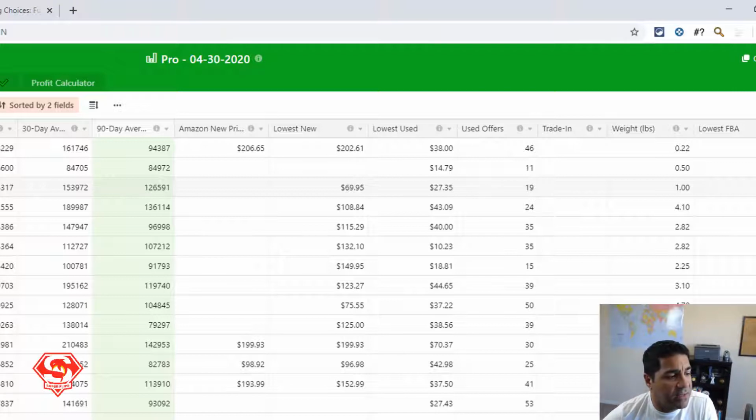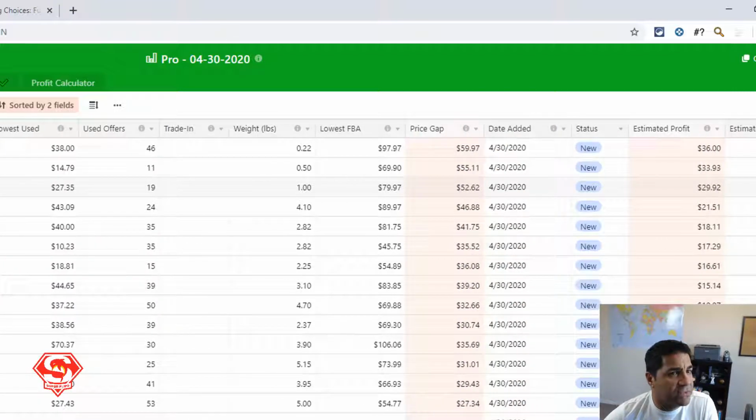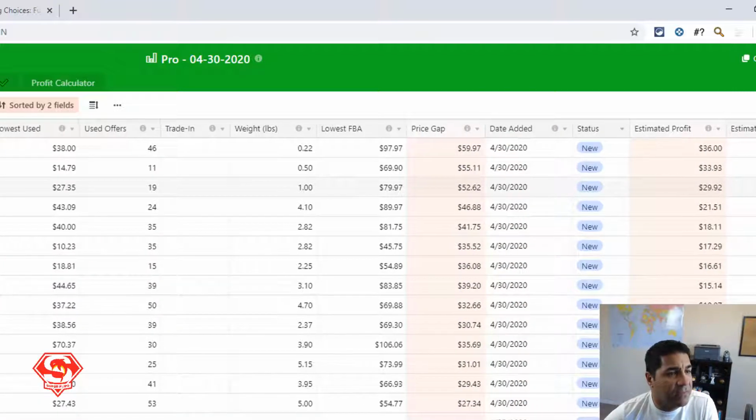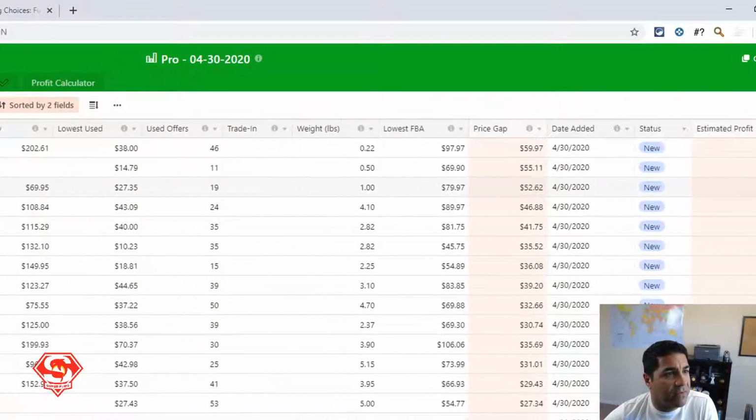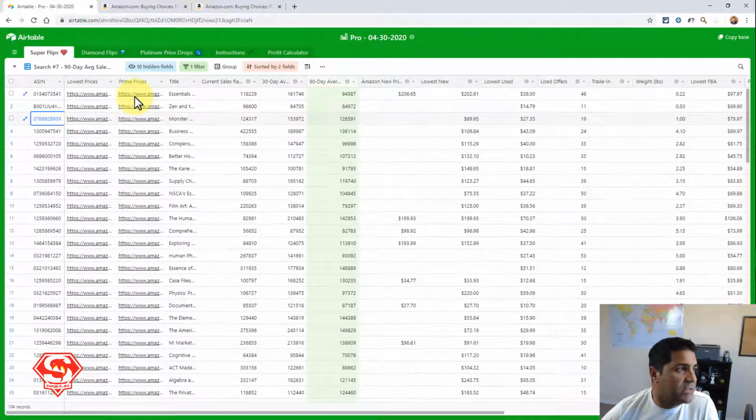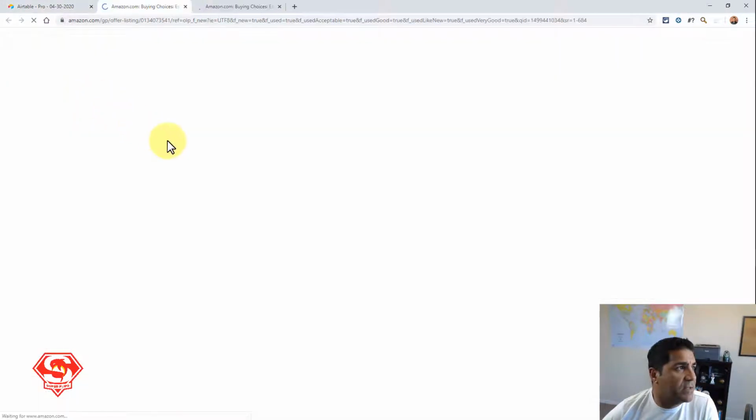Let's go ahead and look at one though. These books are selling a little bit faster. I'm looking at the top one. All right, so $36 profit, 85% ROI, but what I want to focus on is the lowest FBA price and the lowest used. So this is saying I can buy it for $38 and sell it for almost $98. Let's check it out. Close these two, prime price, lowest.